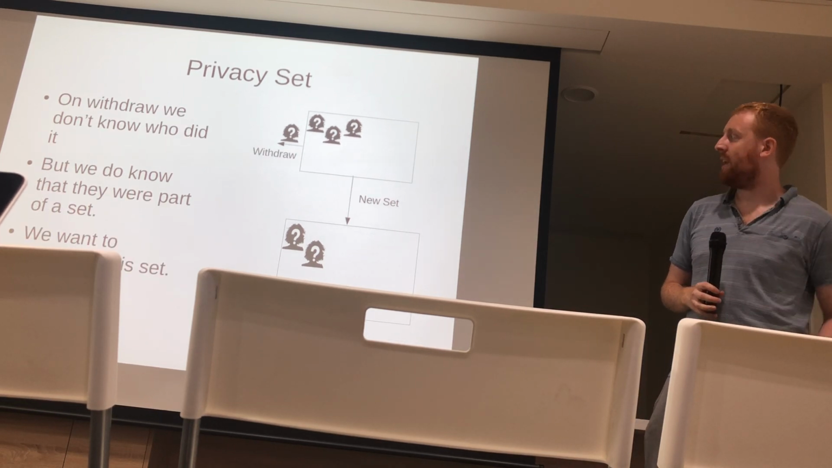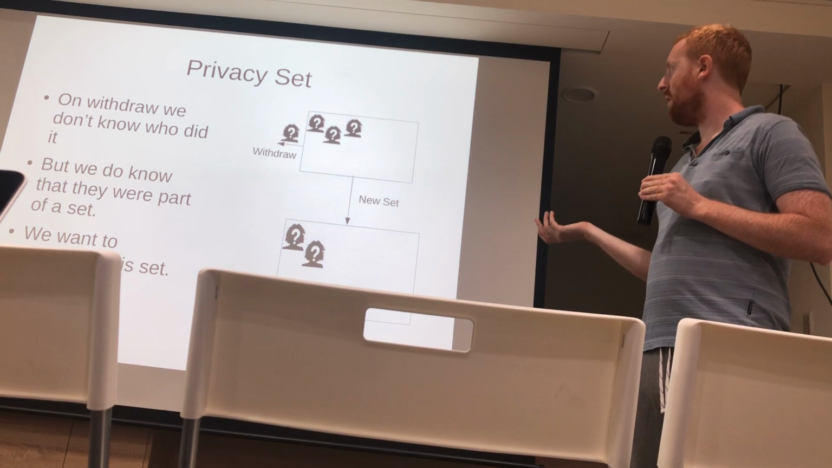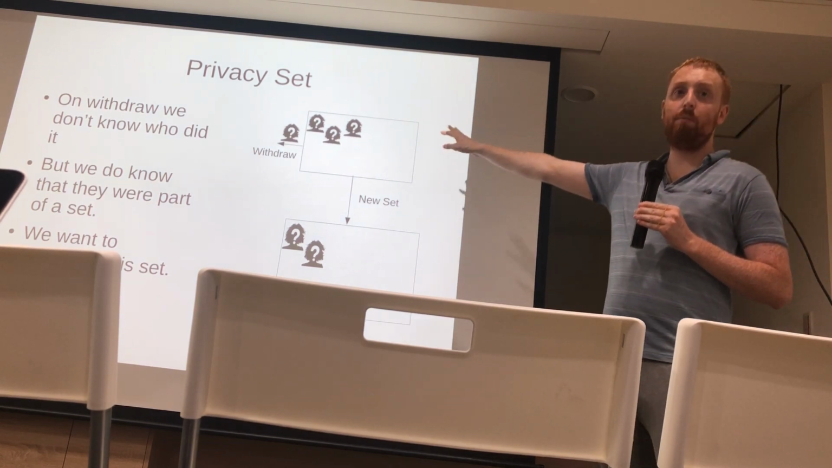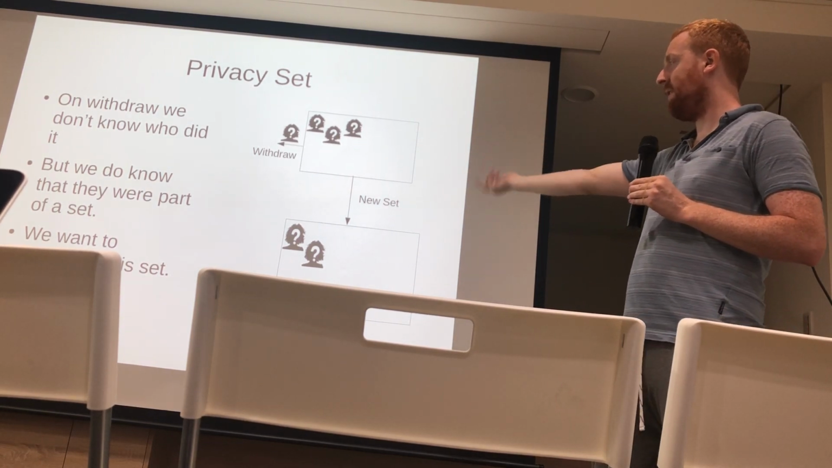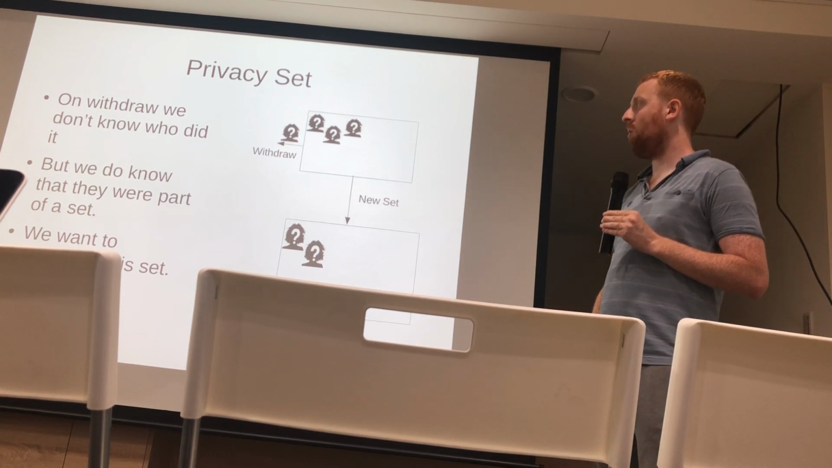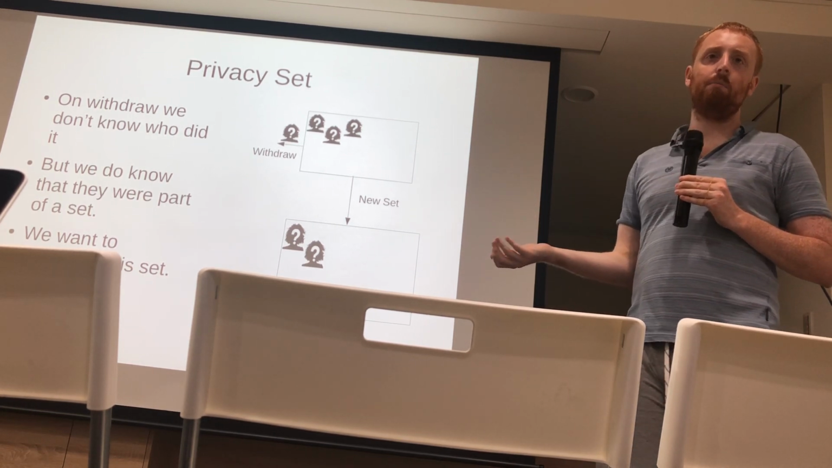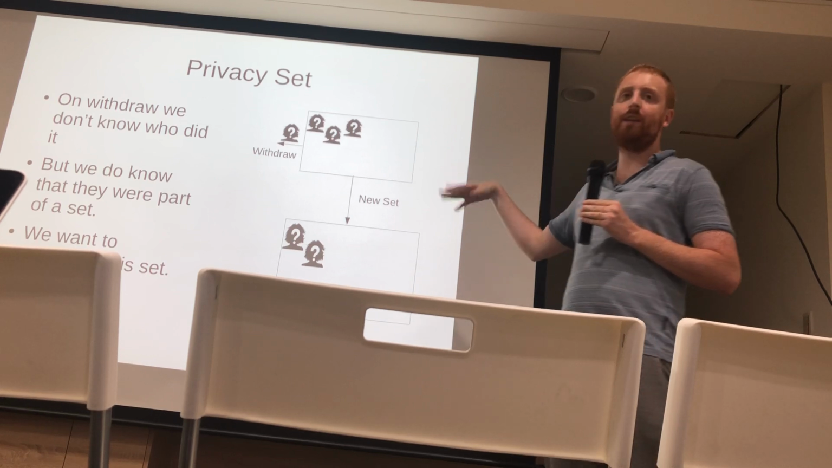Now let's imagine somebody withdraws. So now what we have is 3 people in our set. 1 person withdraws and now we have 2 people. On the withdrawal we don't know who did it, but we do know it has to be someone who was already in the set.